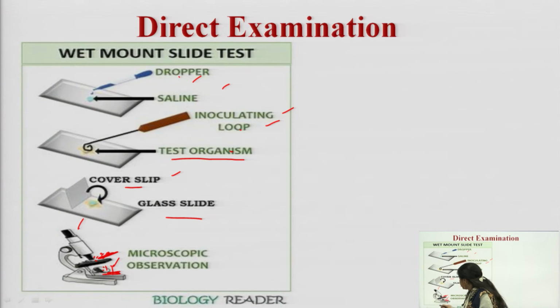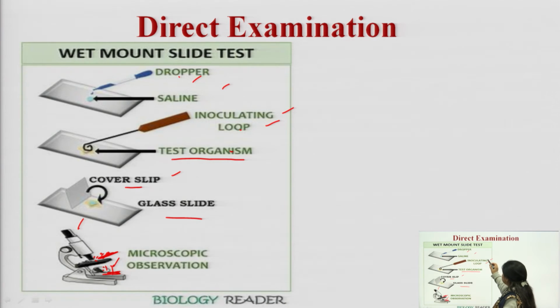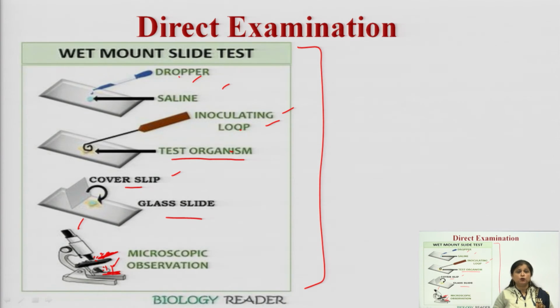So what you need to do in the wet mount slide test is, we will first make a suspension of the preparation which we want to analyze. First you will take that sample in which you want to analyze the microorganism, you want to see the live microorganism. You need to take that specimen, that sample, within the lab.